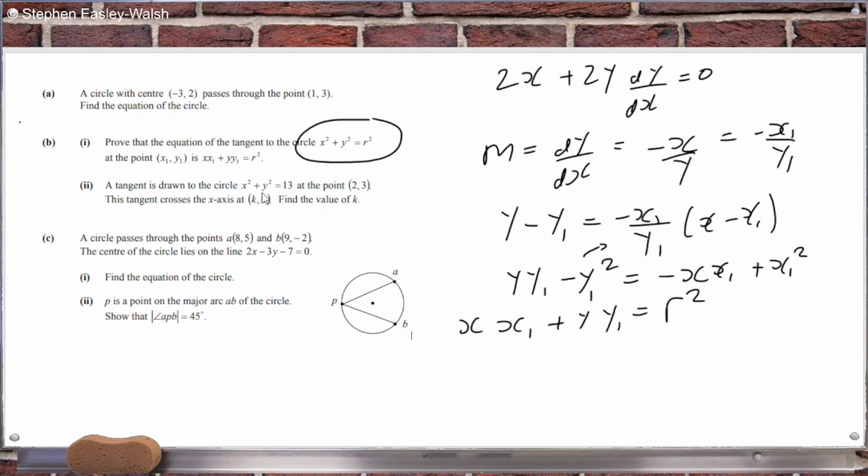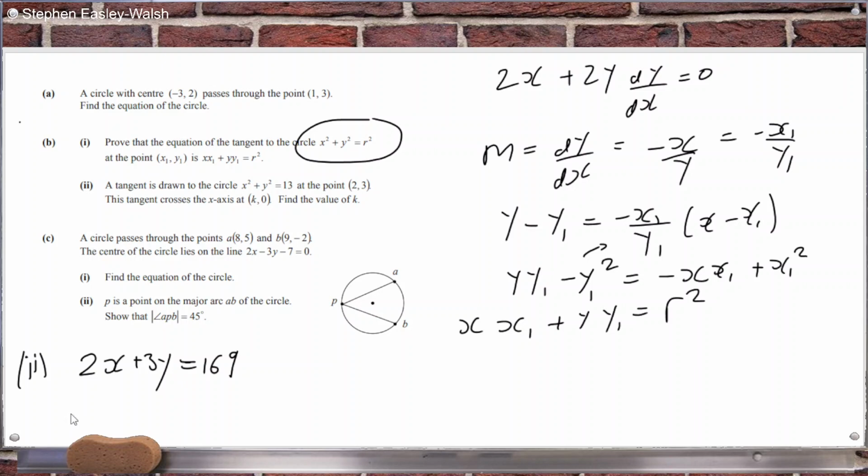A tangent is drawn there at that point, and the tangent crosses the x-axis at that point. Find the value of k. Well, let's have a look here. According to the last result, the equation of the tangent would be 2x plus 3y equals 169. A tangent is drawn at that circle at that point. Find where it crosses the x-axis.